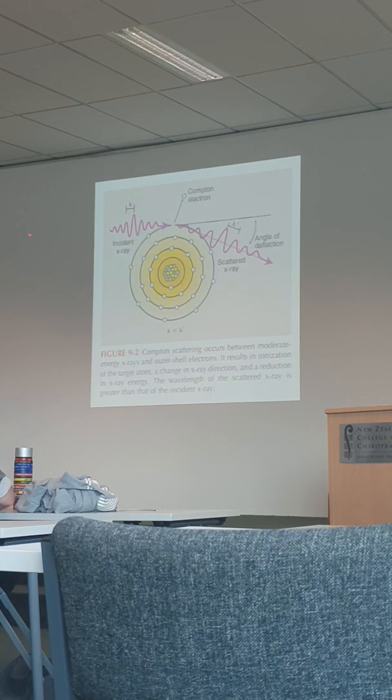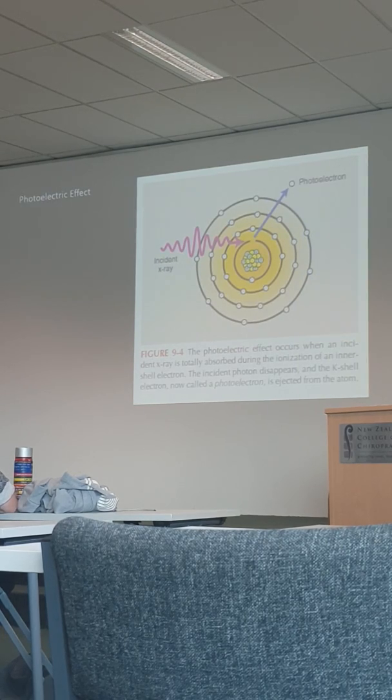So an incident X-ray will come in and knock off a Compton electron, and then the X-ray will scatter in a different direction. This X-ray will lose some of its energy to knock off an outer shell electron, and then the leftover energy will continue on in a different direction as a lower energy X-ray. Whereas for the photoelectric effect, the incident X-ray comes in and is completely absorbed by an electron in the inner shell, and the photoelectron gets fired off. The X-ray doesn't change direction; it is completely absorbed.